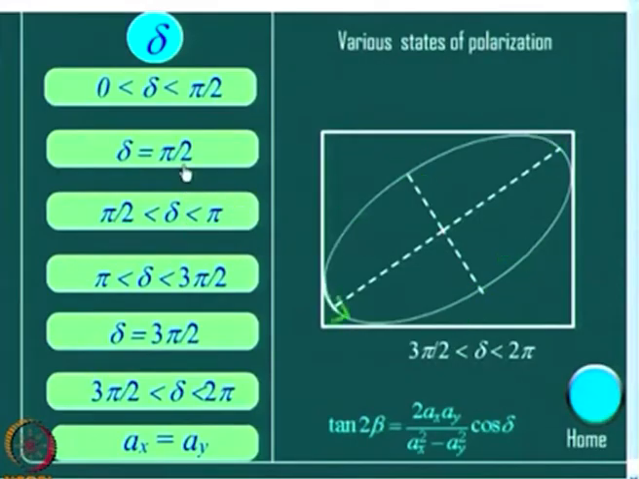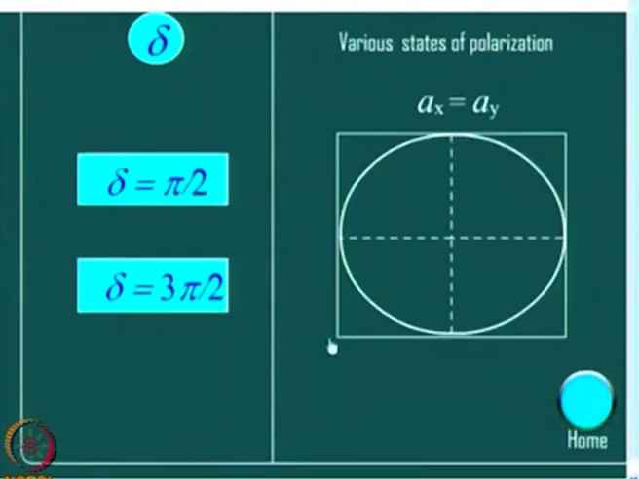And now we come to another important aspect. What happens to this expression when Ax equal to Ay? So, it becomes undefined. When tan 2 beta becomes infinity, 1 by 0 you have. So, it becomes undefined, and when the amplitudes are equal, you have essentially a circularly polarized light, because there is no specific axis. There is no specific axis, you have only circularly polarized light that comes out of the model.